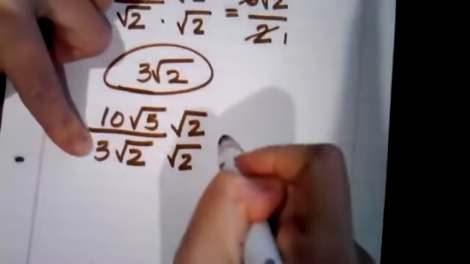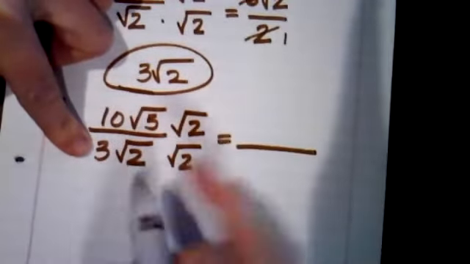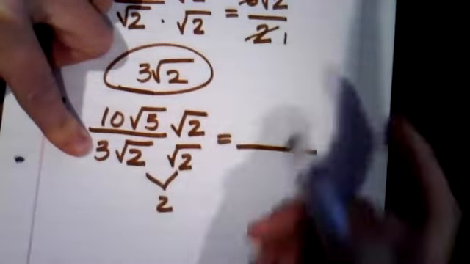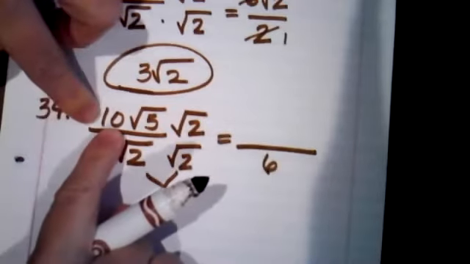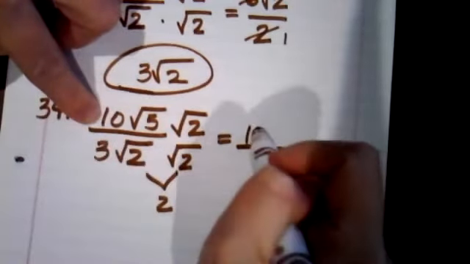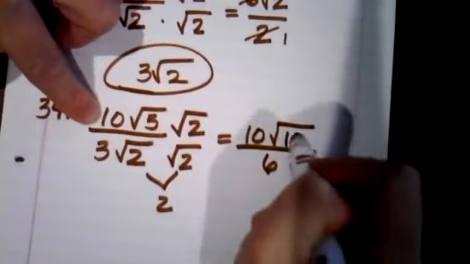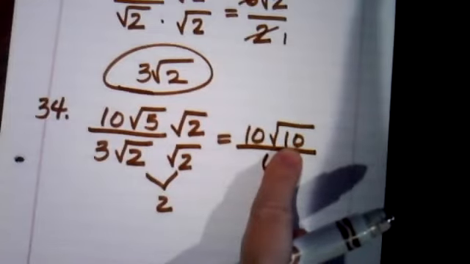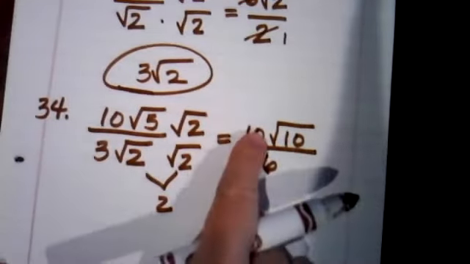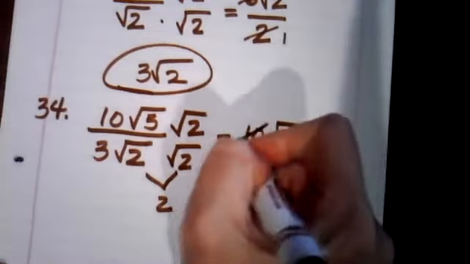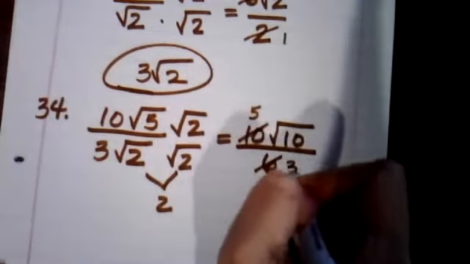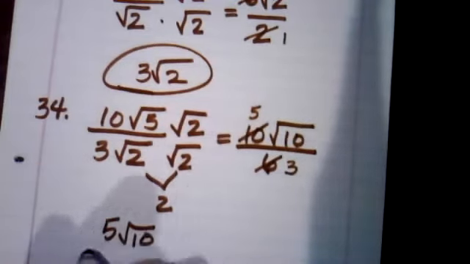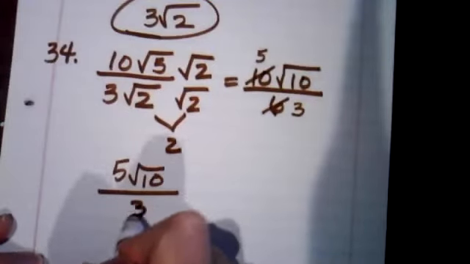So this on the bottom, this together, will be 2. This is 3 times the 2, which is 6. Then we have 10 on the outside and the square root of 10. And you just want to make sure and look at this. Is there any perfect square inside 10? No, there's not. But we can reduce here. Both of these can be reduced by 2. And so your final answer would be 5 times the square root of 10 over 3.